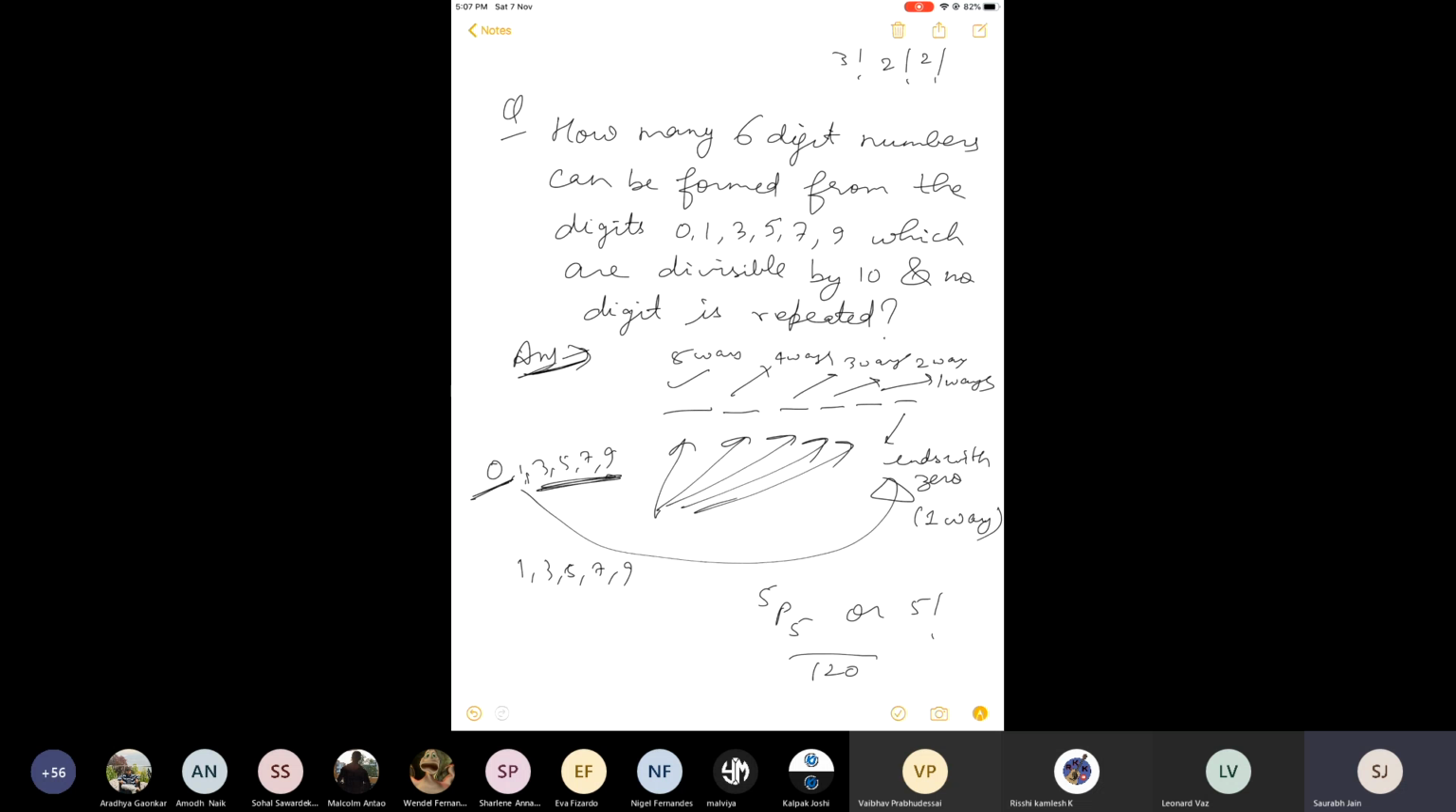120 will be the answer. So this is the total number of numbers which can be formed by 0, 1, 3, 5, 7, 9, with no digit repeated. There will be 6-digit numbers divisible by 10. That is the meaning.